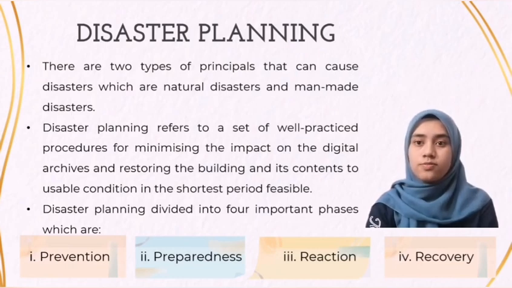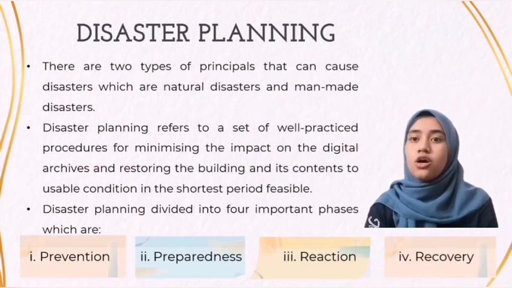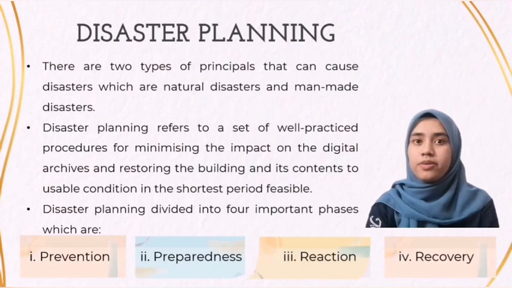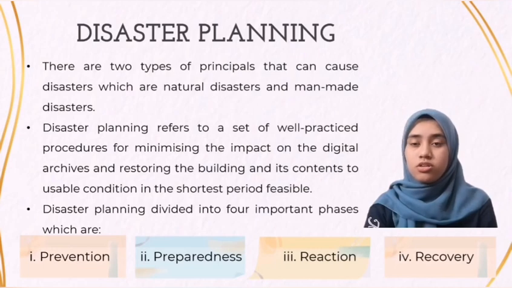Next, I would like to explain about disaster planning. Disasters are sudden, unexpected, and unwelcome. There are two types of causes of disaster, which are natural disaster and man-made disaster. Then, disaster planning refers to a set of well-practiced procedures for minimizing the impact on the digital archive and restoring the building and its content to usable condition in the shortest period feasible.